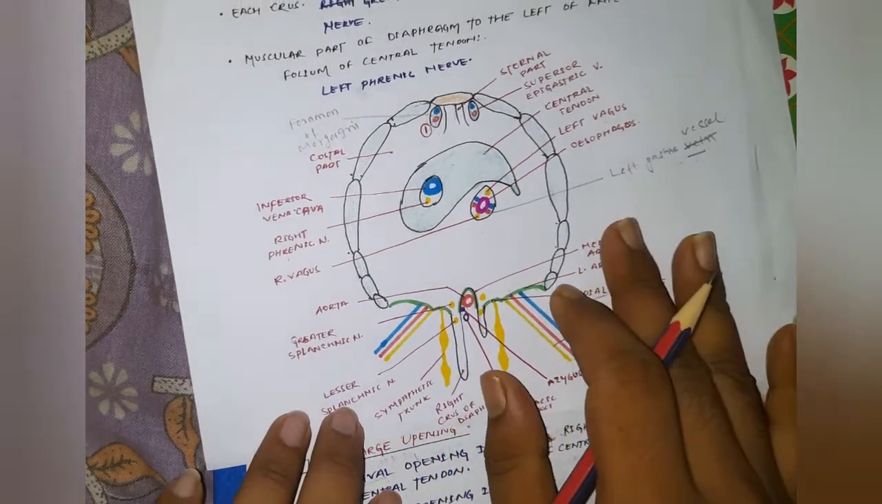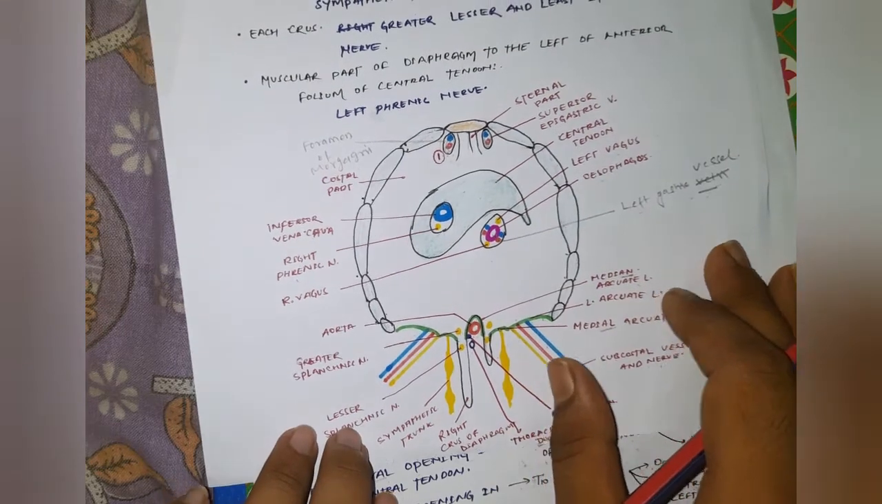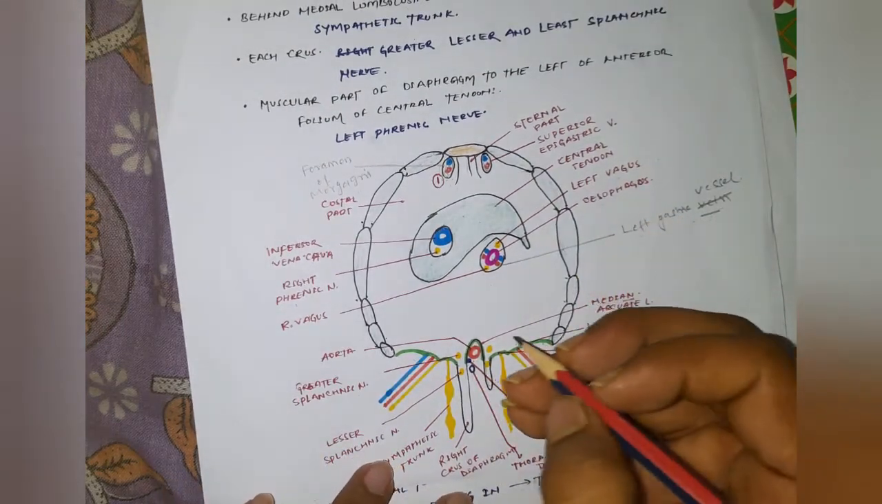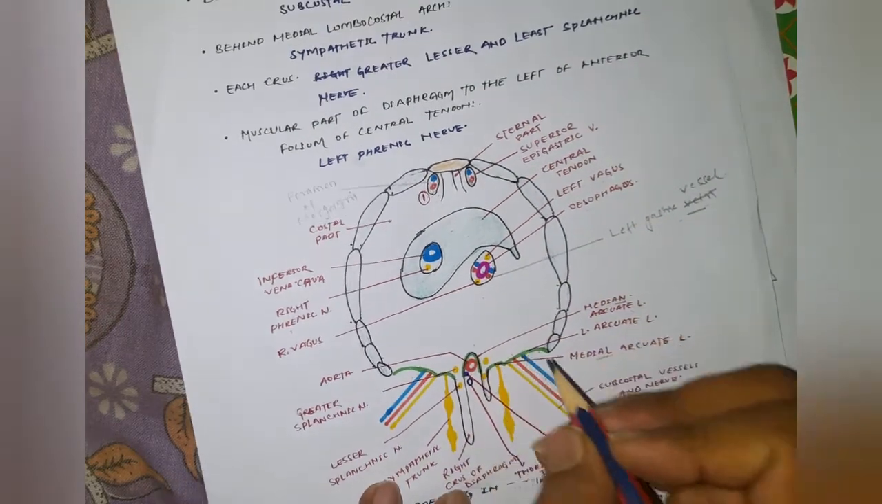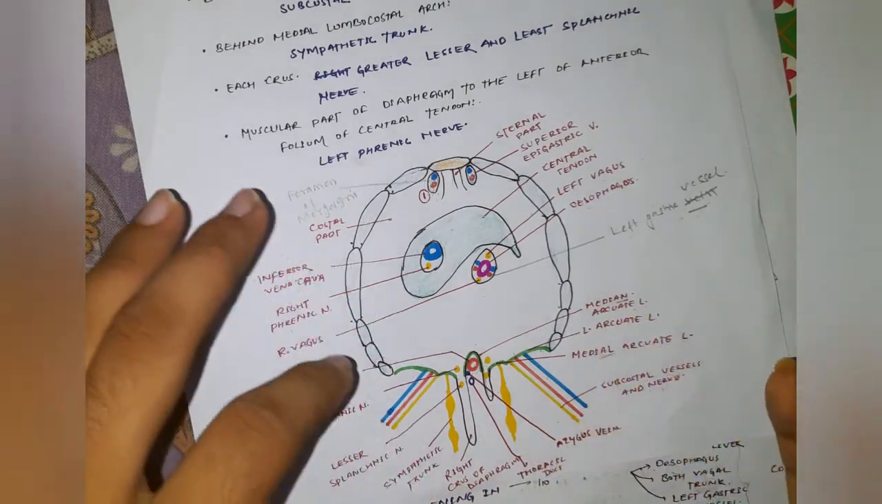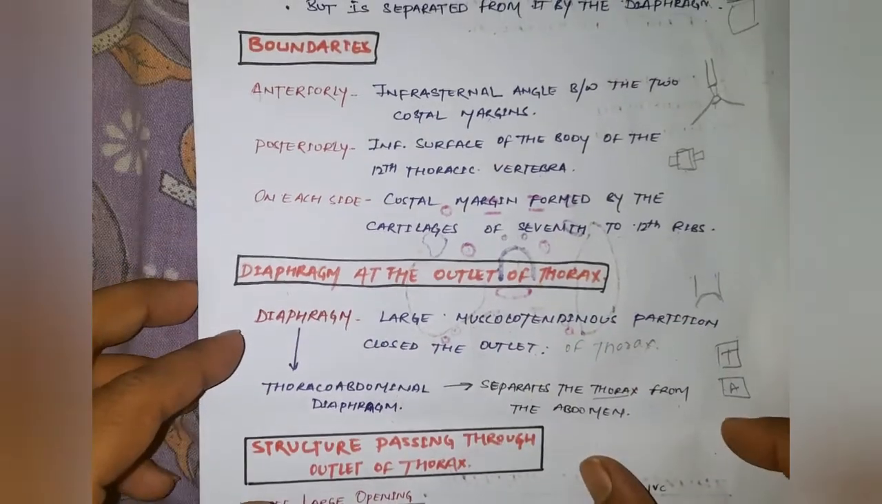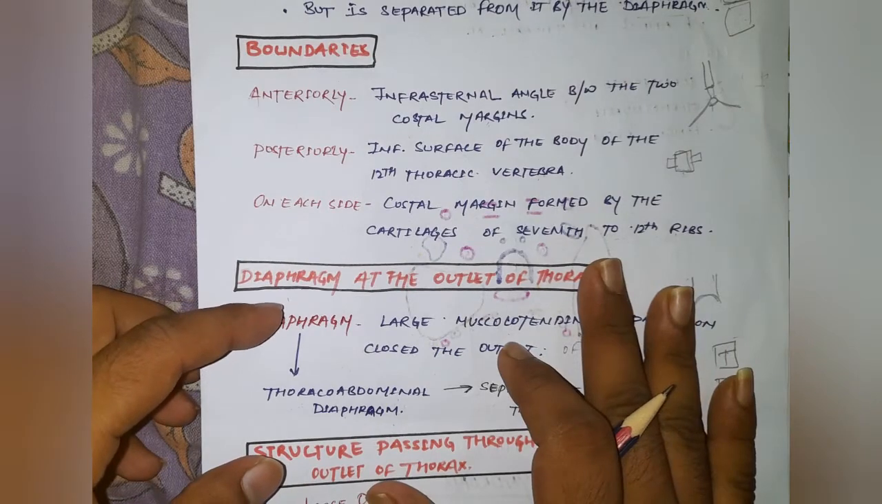Now the left phrenic nerve pierces the diaphragm. These structures are also not seen from that side. We see them only from the inferior aperture of the thorax.